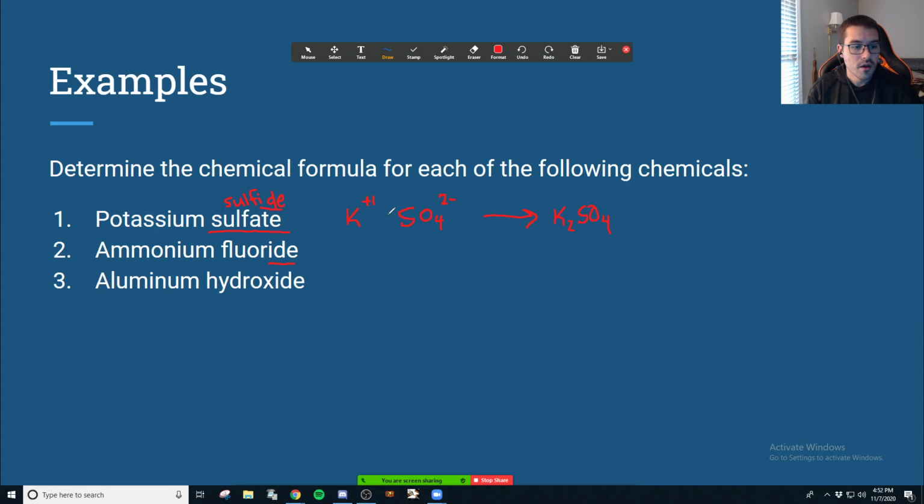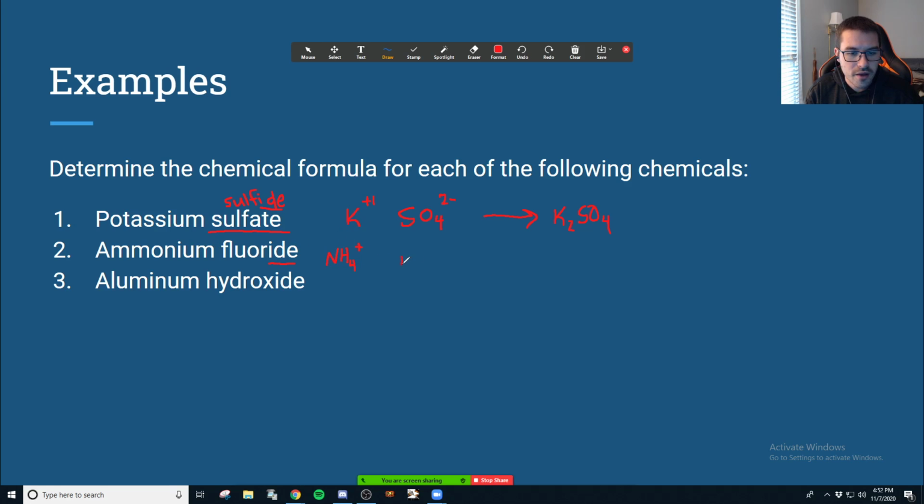All right, perfect. Let's move on. Next one is ammonium fluoride. Ammonium is not an element. It's not aluminum. It's ammonium. Ammonium is the only positively charged polyatomic ion on that list. There are a few other positively charged ones, but the most common one that you're going to see is ammonium. So this is NH4 with a positive charge, +1.